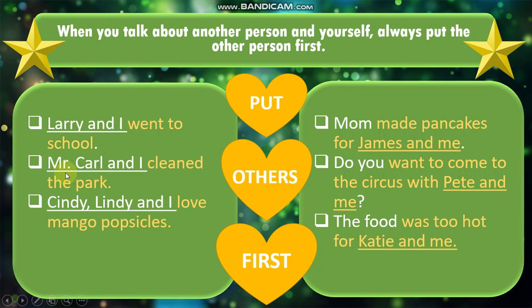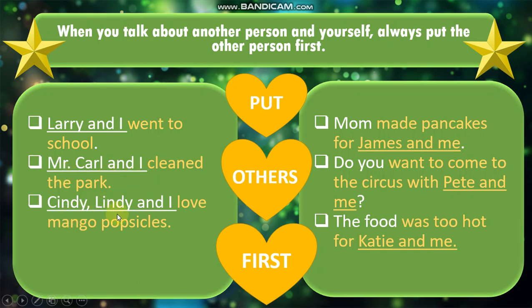Number 2, Mr. Carl and I cleaned the park. There are 2 people here. There's Mr. Carl and there's I. So I put Mr. Carl before I use I as the subject. So Mr. Carl and I cleaned the park. Where is our subject? Here, right here.